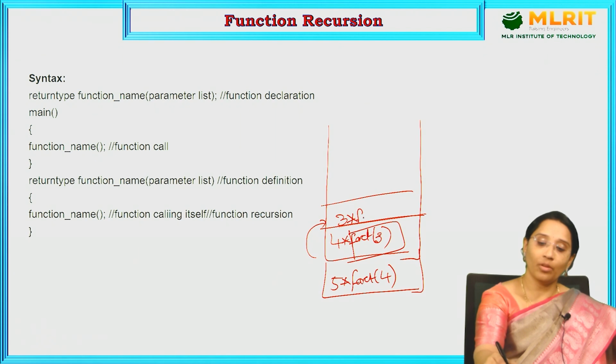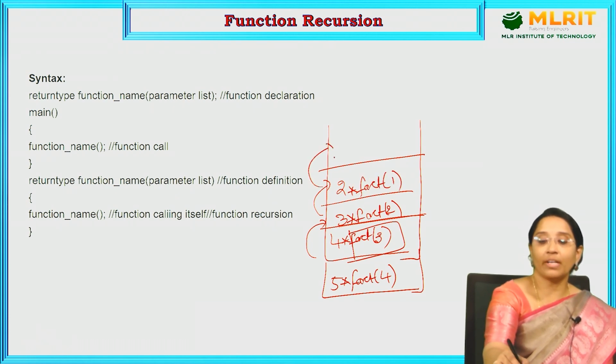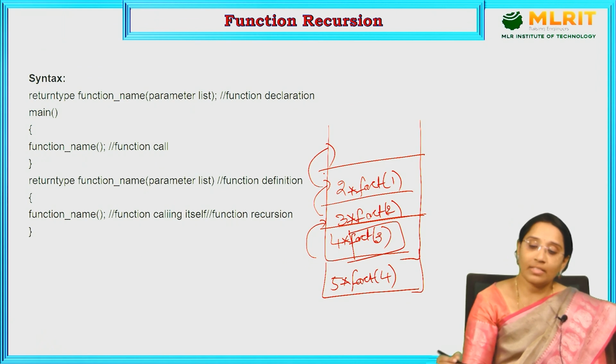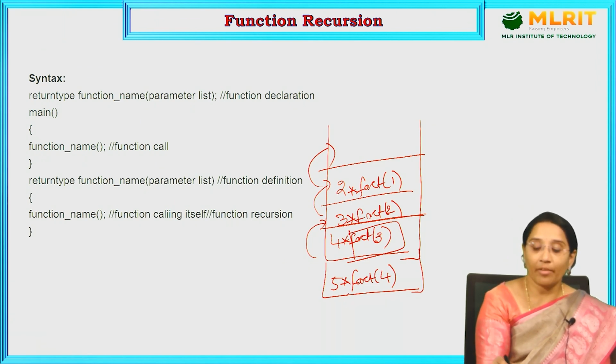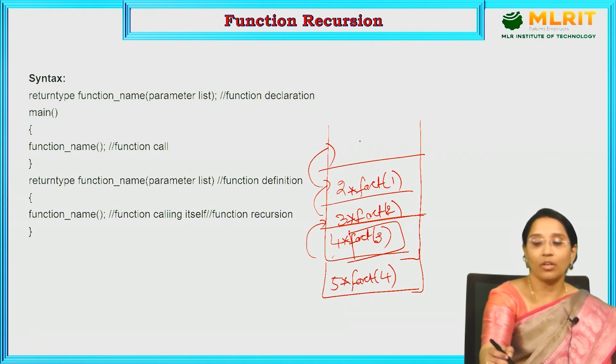3 into fact of 3 minus 1, 2. Next, 2 into fact of 1. So now what is the n value? n is now 1. Previously it was 5. In the last case it was 4. Then it was 3. In the previous case it was 2. Now it is 1. So now, if n equal to 1, 1 equal to 1. Yes, the condition is true.